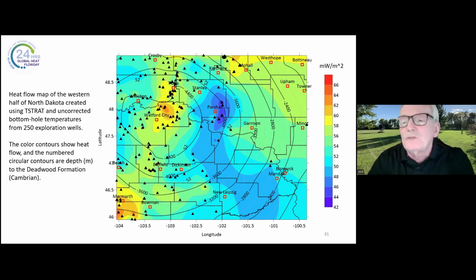Here's our new heat flow map, and I'll point out we have the same cool area over in here, and I'll also point out we have very few holes over here. Why? All the bottom hole temperature data is over here because this is kind of the edge of the Bakken Formation, the greatest producer out there. And there are not enough bottom hole temperatures out here to give us the kind of information we need. So we didn't include them.